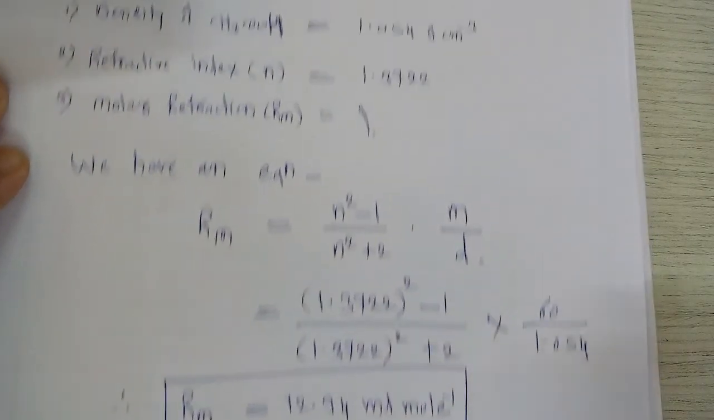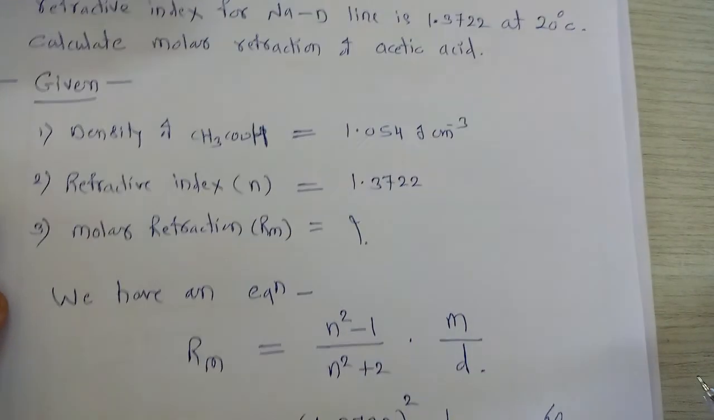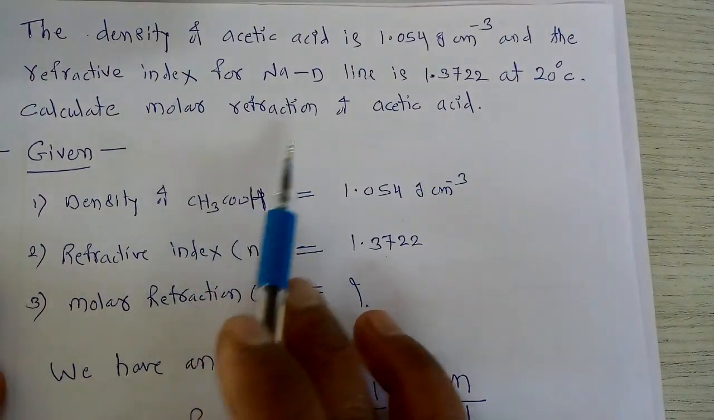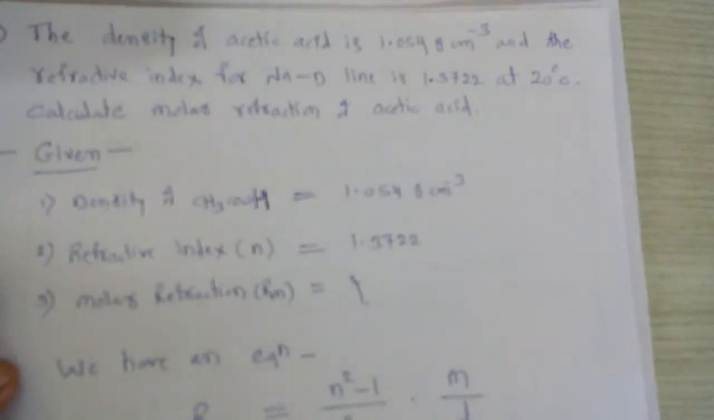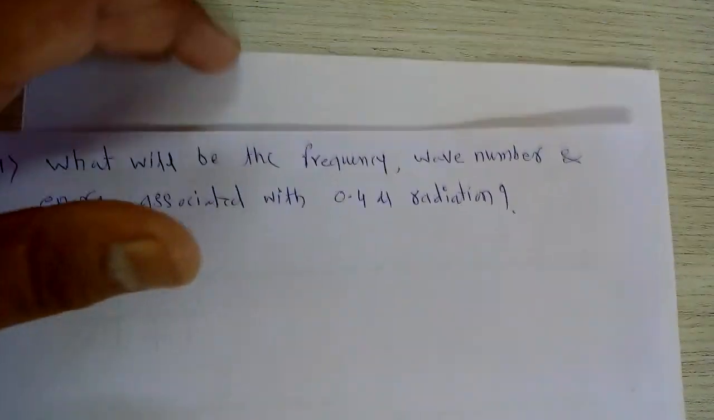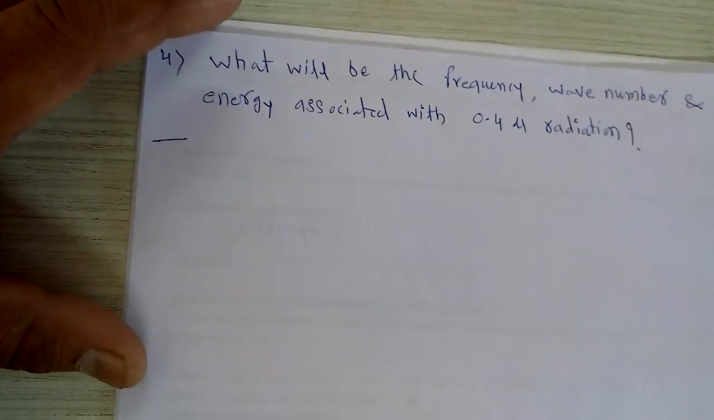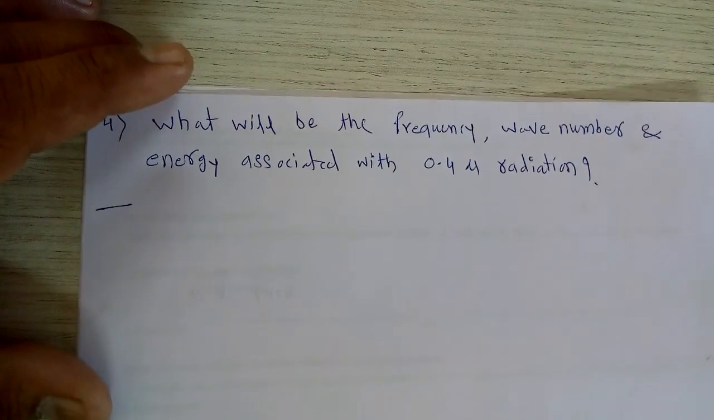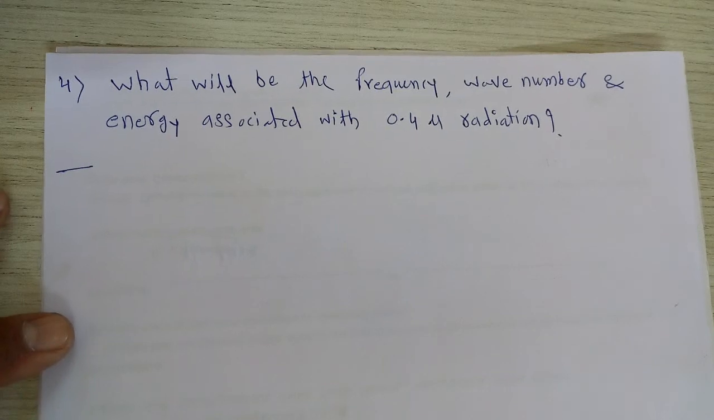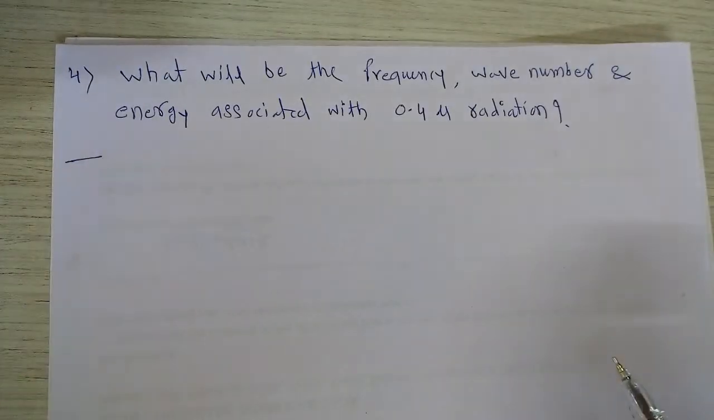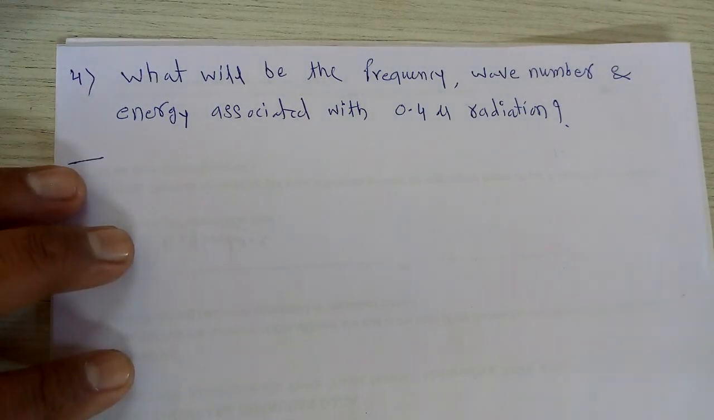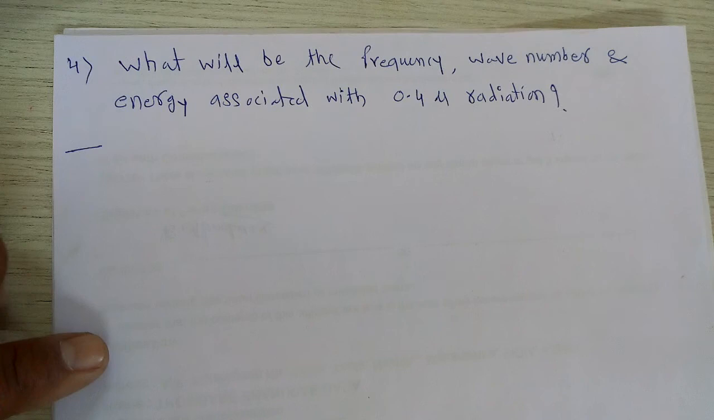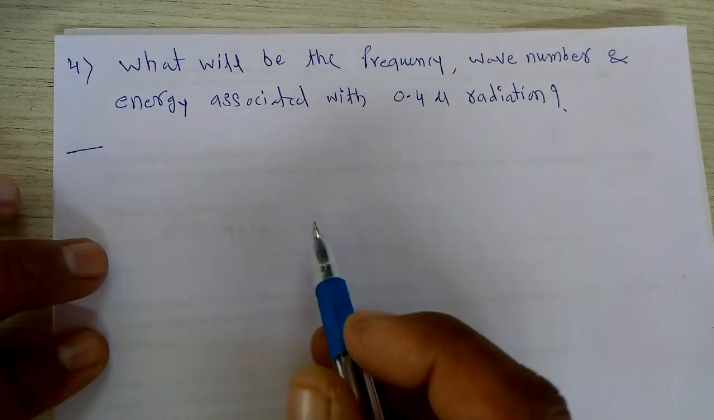So this is a very simple numerical for the calculation of molar refraction for acetic acid. Now this is numerical number 3. After this, we have to take the fourth numerical, which is again different compared to the previous three. In this numerical we have to calculate another type of properties. So this is numerical number 4.